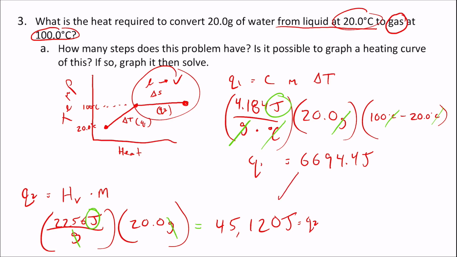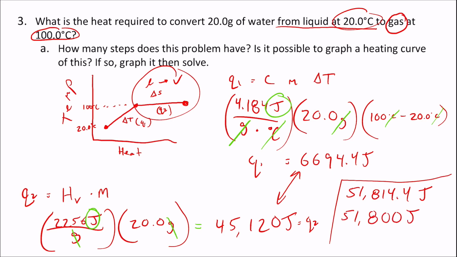So now we just have to add these two up, and that'll give us the Q total, which would be our answer once we round it. 51,814.4 joules. If we look at the sig figs, we have 3. So this will be 51,800, and that would be our answer for number 3.